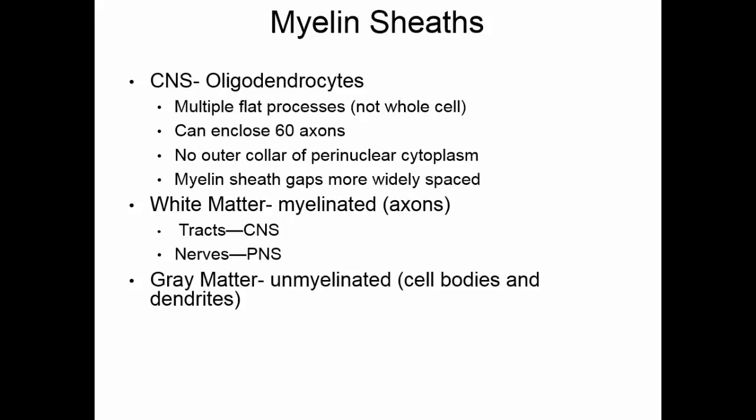Gray matter is unmyelinated tissue. This would be your cell bodies and your dendrites. When we have a cluster of gray matter in the central nervous system, we refer to that as nuclei. In the peripheral nervous system, that cluster of gray matter is known as ganglia.